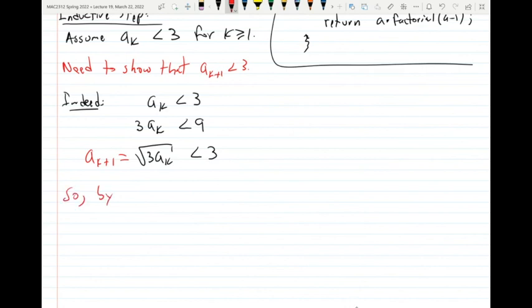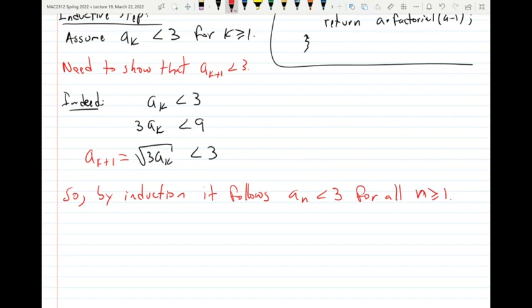So by induction, you do this more formally in discrete math, that's when you learn this, but you also see it in pre-calculus, okay? So by induction, it follows that the sequence an is less than 3 for all n greater than or equal to 1. Okay?